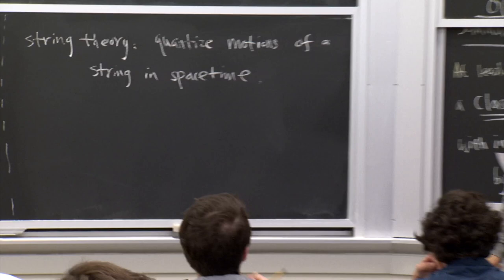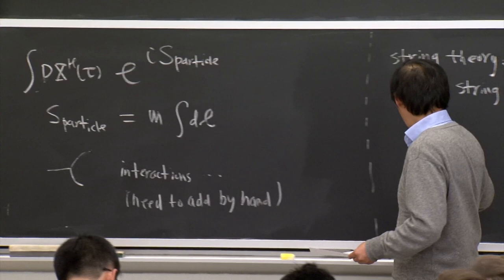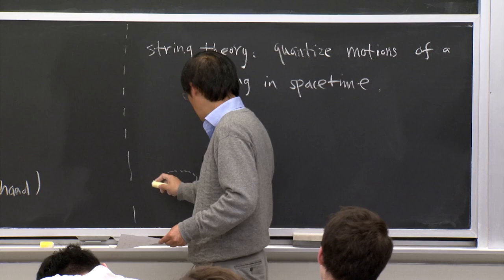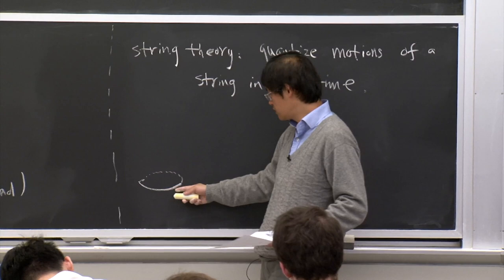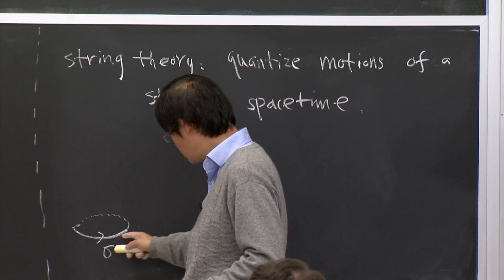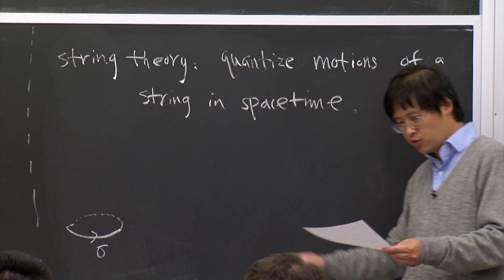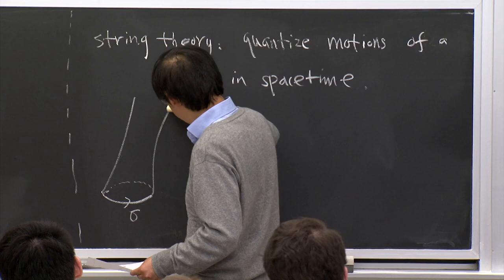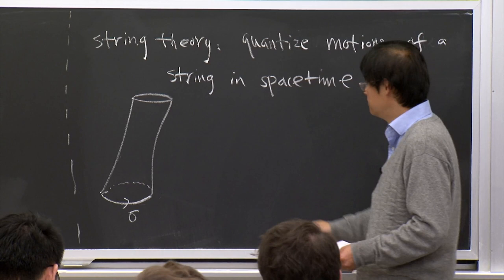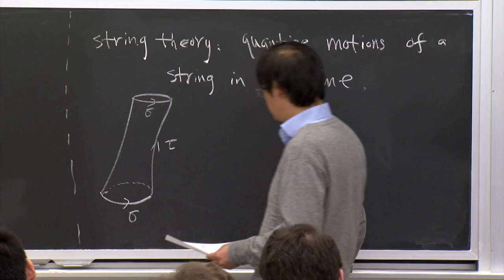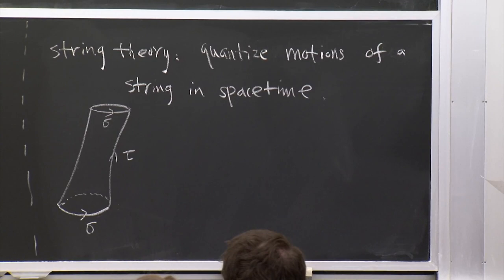So for example, in the particle case you have a point, in the string case you have closed loops. So imagine we have a closed string. A string is a one-dimensional object, so let's consider a closed string. Then the string can be parameterized by a parameter sigma along the string. But then this string can move in space-time, and it will trace out some trajectory. So this gives rise to a world sheet.